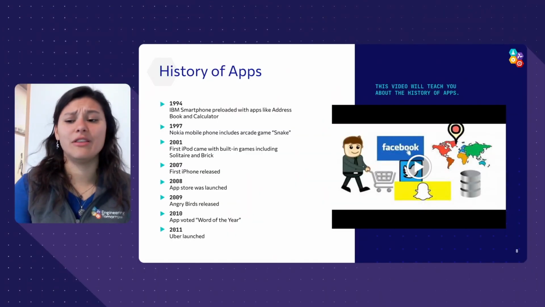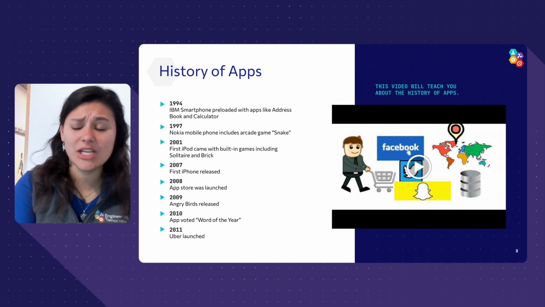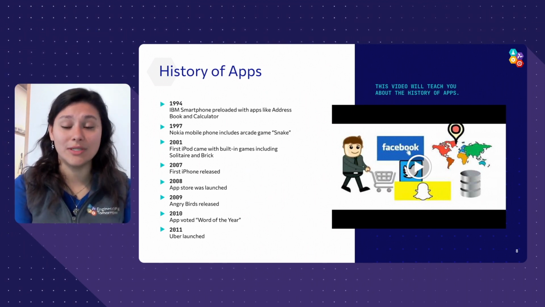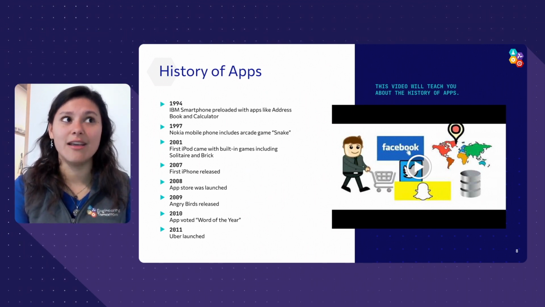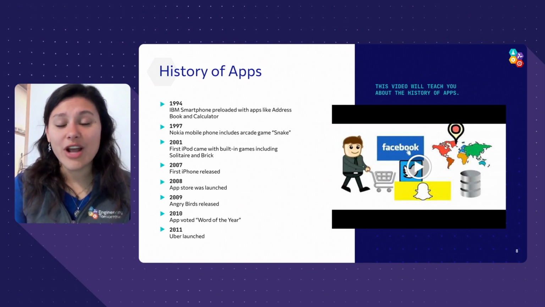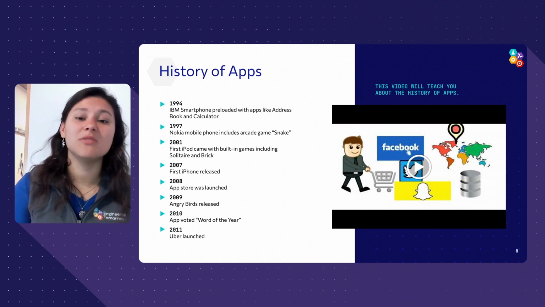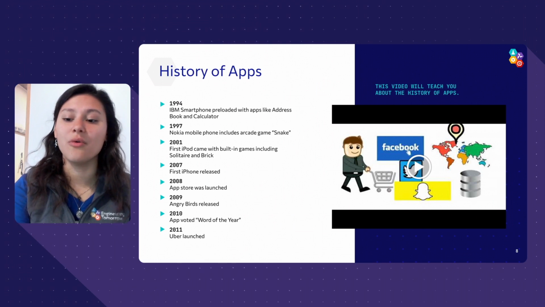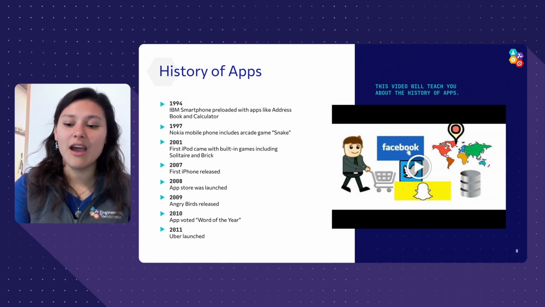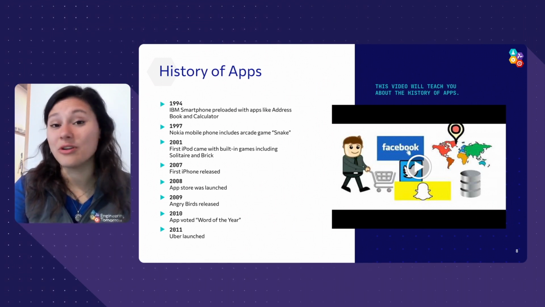So in 2007, the first iPhone was released, and just a year later, the Apple App Store was launched. And that had a capacity for a lot of different apps to be downloaded, for you to customize what kind of apps you wanted on your phone. In 2009, some of you may remember, Angry Birds was released.